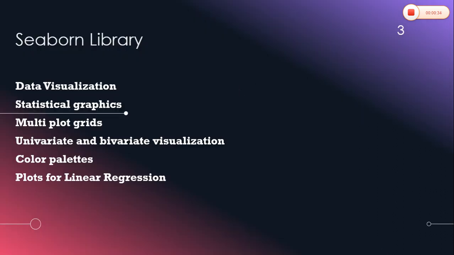The Seaborn library is used for data visualization as well as statistical graphics. For any data set or data frame that we load, in order to visualize the data in an effective manner, and for statistical graphics, meaning if our data set is dealing with linear or binary, univariate or multivariate variables, the Seaborn library is used in polynomial regression, linear regression and all the statistical parts. Seaborn library functions include multi-plot grids, univariate and bivariate visualizations, color palettes, and plots for linear regression.